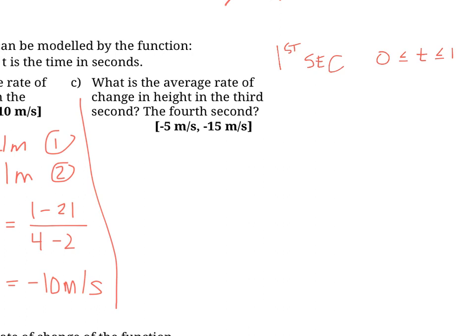The 2nd second would be between 1 and 2. So the 3rd second would be between 2 and 3 seconds, right? So basically what we need to do is find the height at 2 seconds, the height at 3 seconds, and find our average rate of change. I'm going to leave that up to you, and then do the same thing for the 4th second. Pause the video now, and I will put the solutions here for you to see in a second.